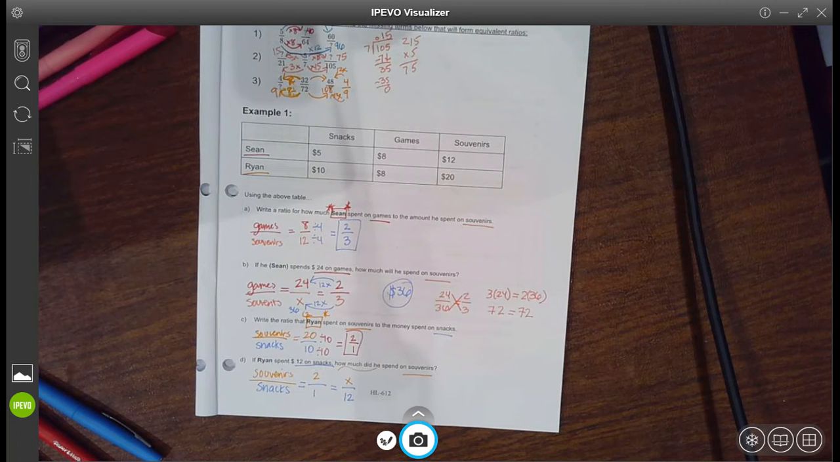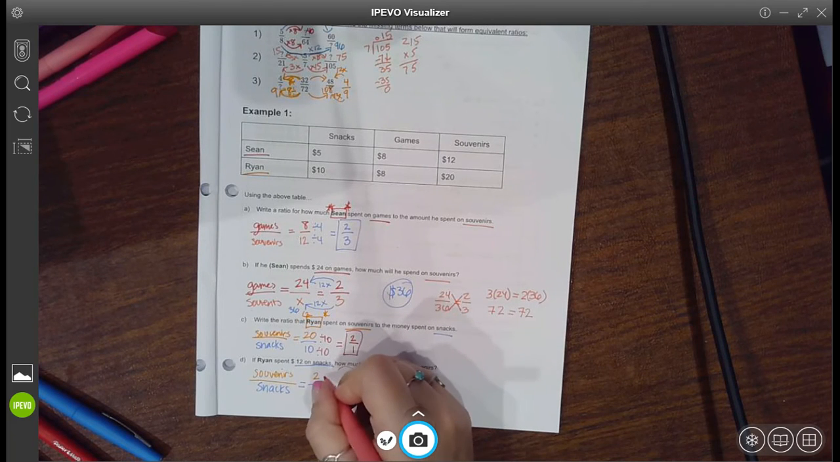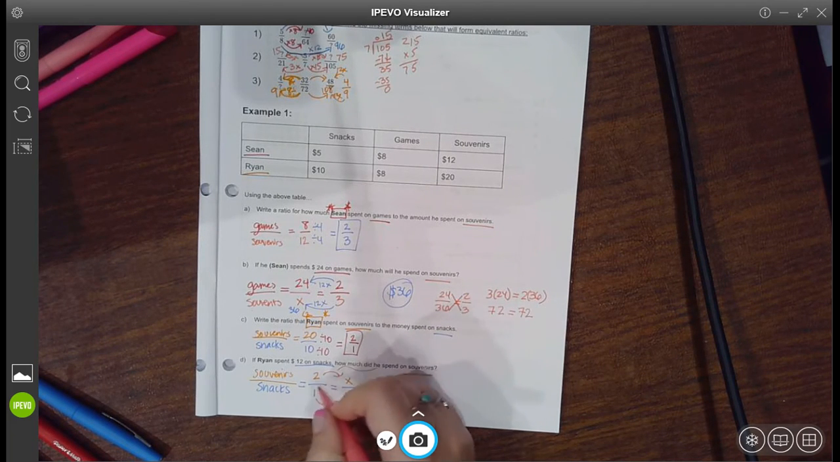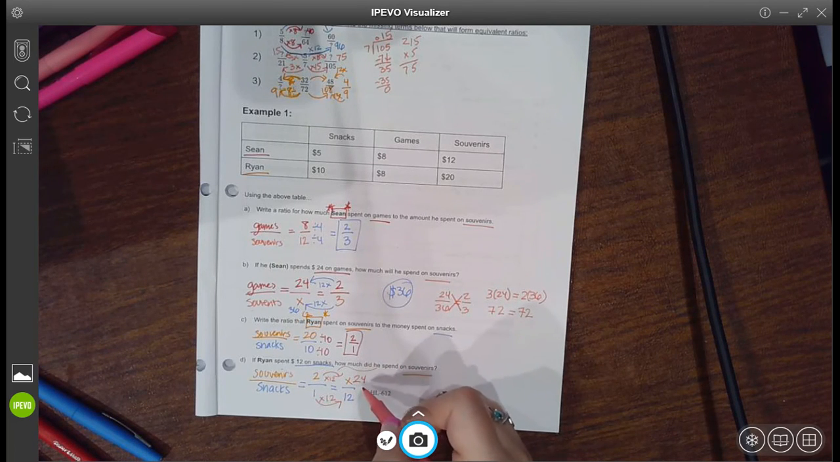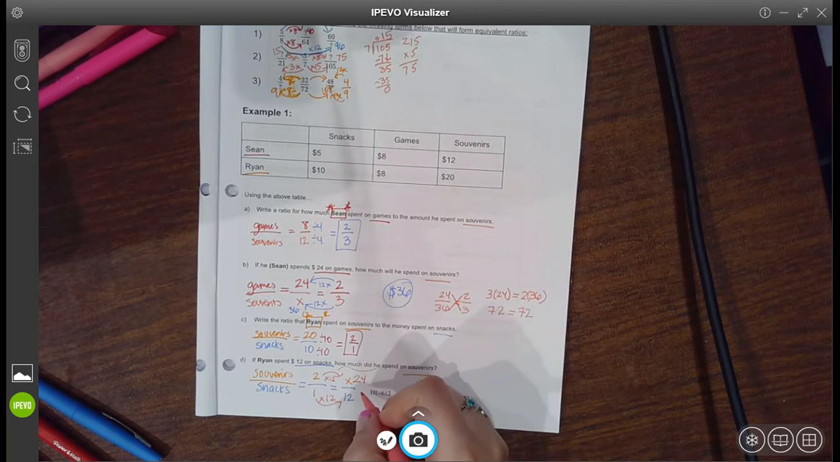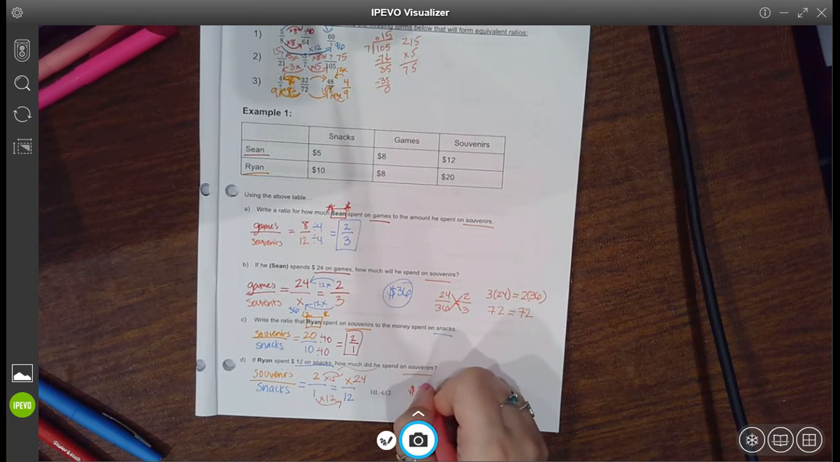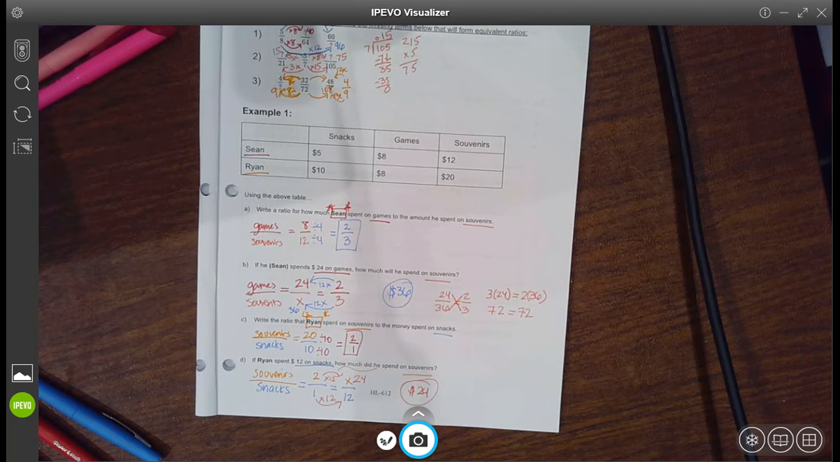And now can I solve for that? Well, always go again towards your unknown. So towards your unknown, that's the same direction. So 1 times what is 12? 12. So then 2 times 12 is 24. And remember, he always spent double the amount of money on souvenirs than he does on snacks. So that makes sense. He should have spent 24 on souvenirs if he spent $12 on snacks. And there you go. That's how you use ratios to help you solve for a missing piece. All right, my little mathematicians, you've got this.